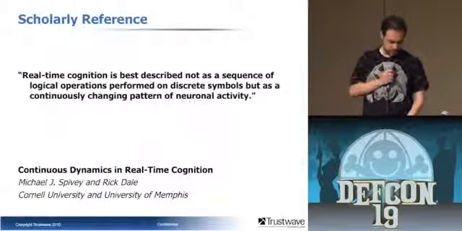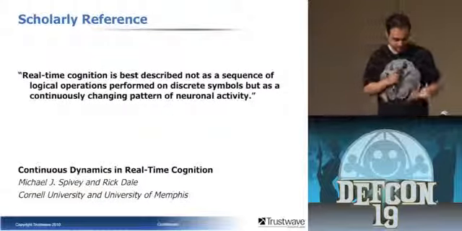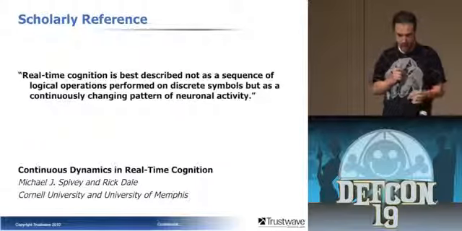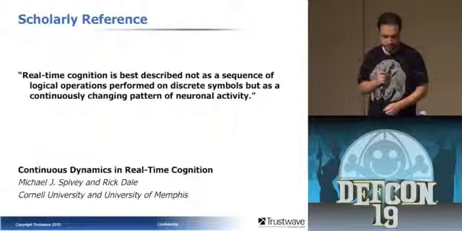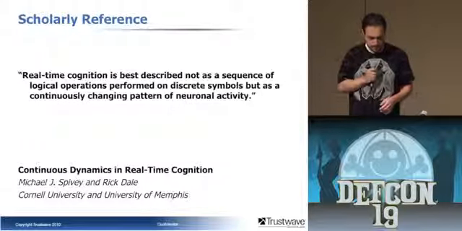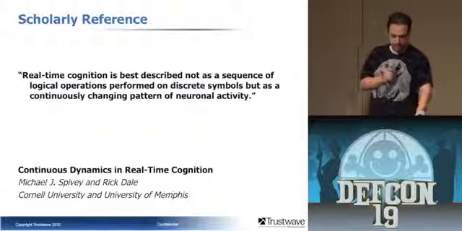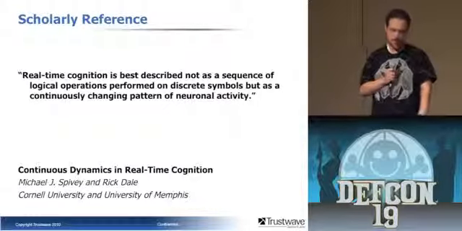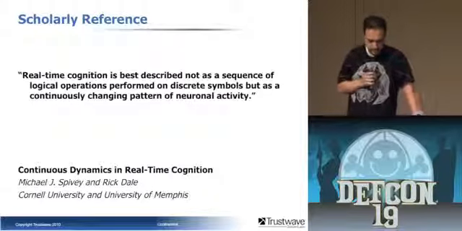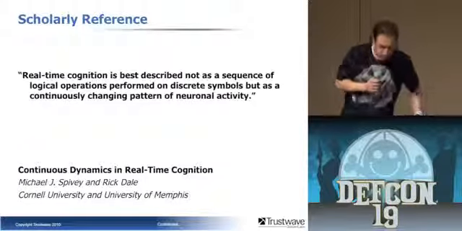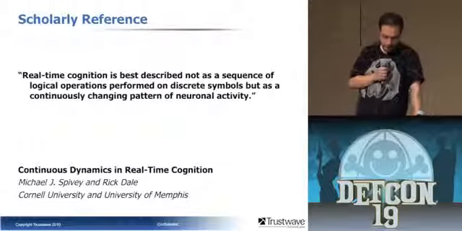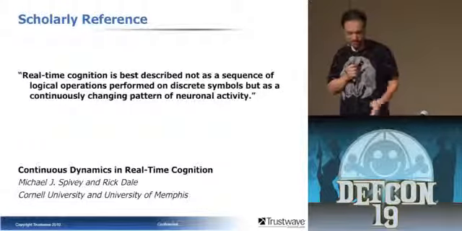Here's the scholarly reference that I think means what I think I'm talking about: real-time cognition is best described not as a sequence of logical operations performed on discrete symbols, but as a continuously changing pattern of neuronal activity. That's Michael Spivey, poor guy, cited at DEF CON, and Rick Dale of University of Memphis and Cornell University. What I take away from that is it's a flow.